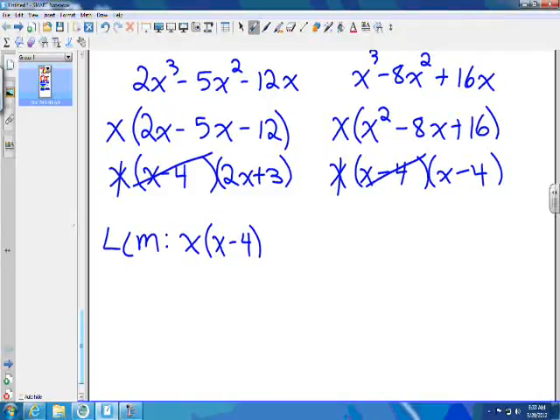So what do we still have? And it doesn't matter order. Some said x minus 4, some said 2x plus 3. Doesn't matter. I try to keep the same ones beside each other. I don't know why, but that's the way I do it. And 2x plus 3. That would be your common denominator.